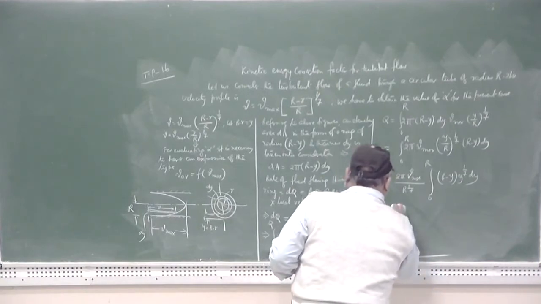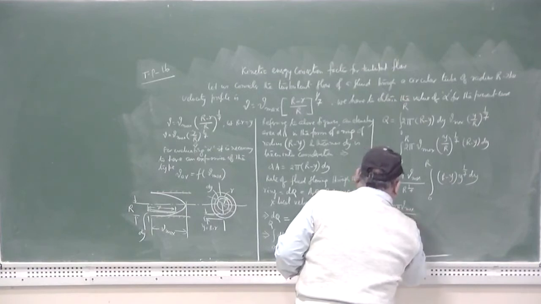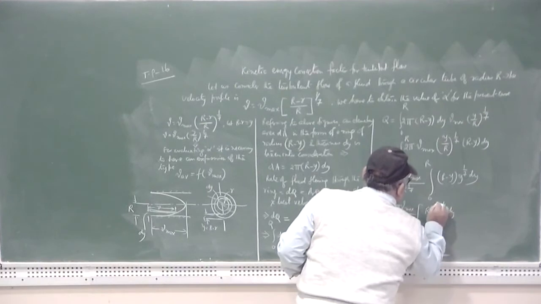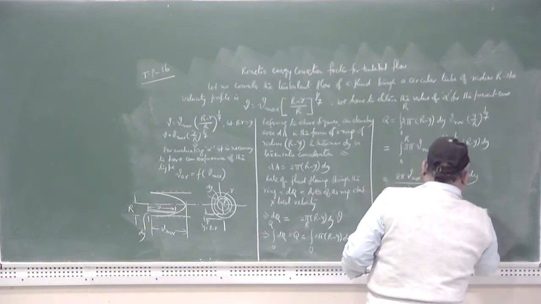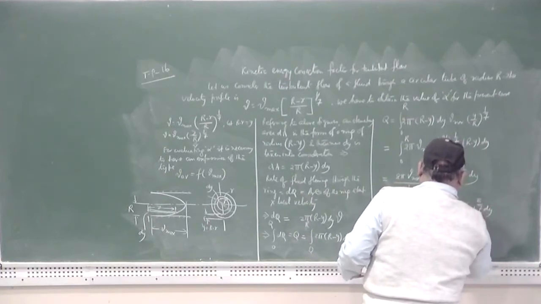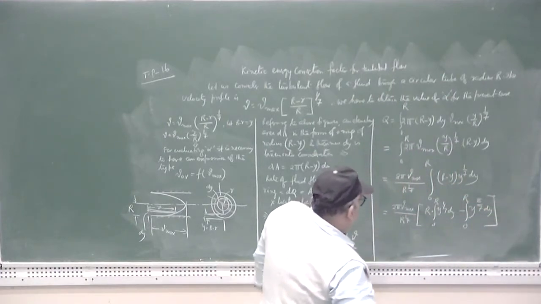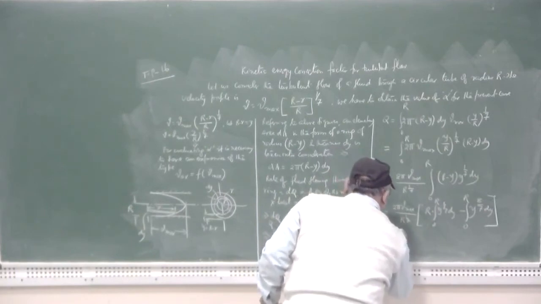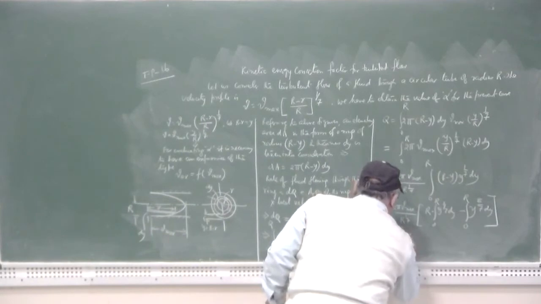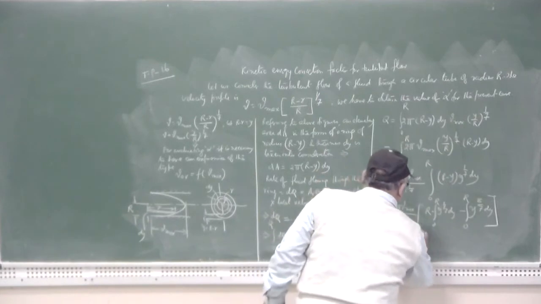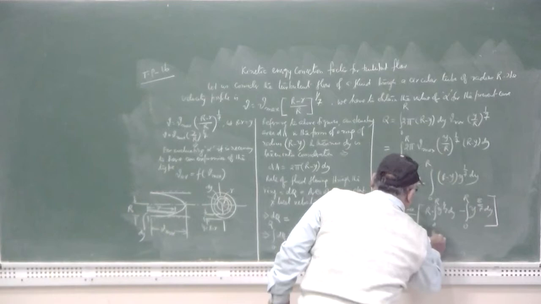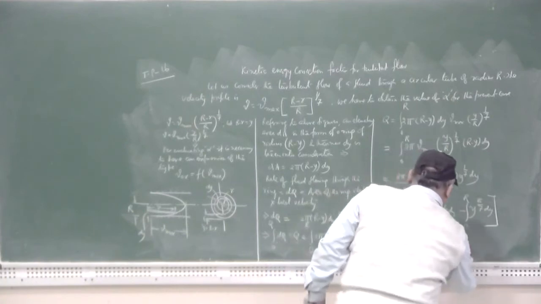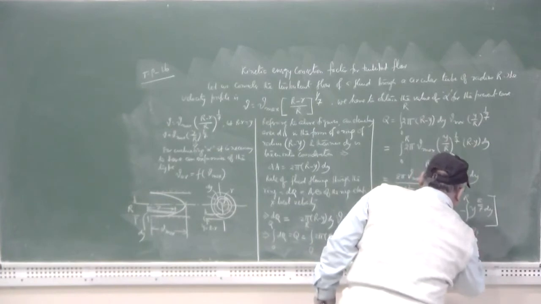That can be written as 2 pi V max divided by R raised to the power 1 by 7 into R times the integration of y raised to the power 1 by 7 dy, 0 to R, minus the integration of y raised to the power 8 by 7 dy, 0 to R. That can be written as 2 pi V max divided by R raised to the power 1 by 7 into R into R raised to the power 8 by 7 divided by 8 by 7, minus R raised to the power 15 by 7 divided by 15 by 7, after putting the limits.